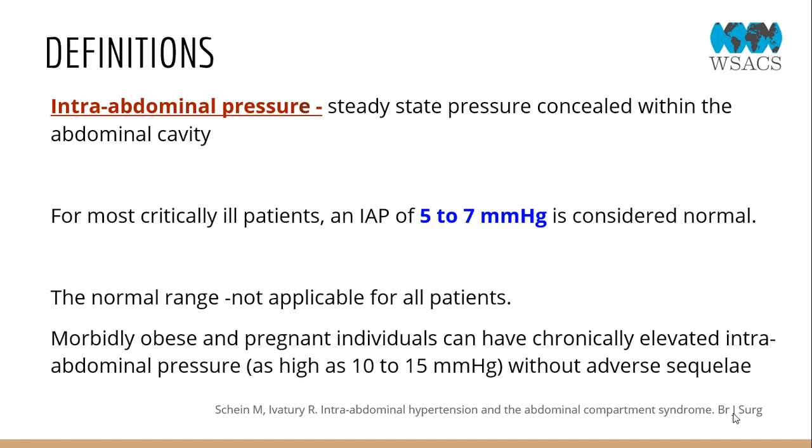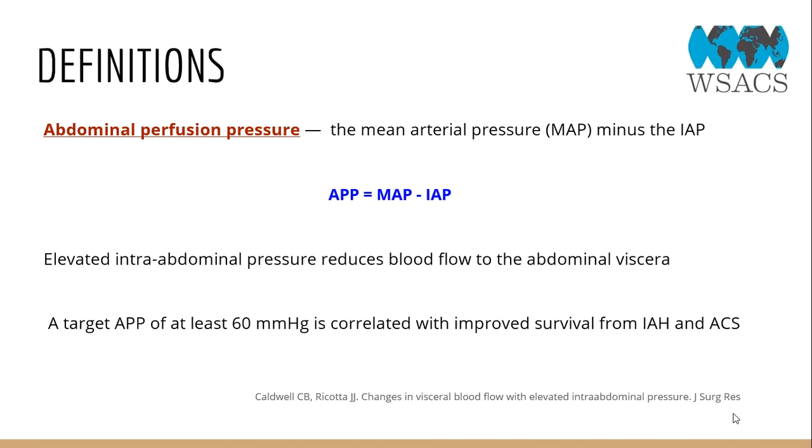For critically ill patients, it is 5 to 7 millimeter of mercury, and the normal range is not applicable for all the patients. Morbidly obese and pregnant individuals can have chronically elevated intra-abdominal pressure as high as 10 to 15 millimeter of mercury without adverse sequelae.